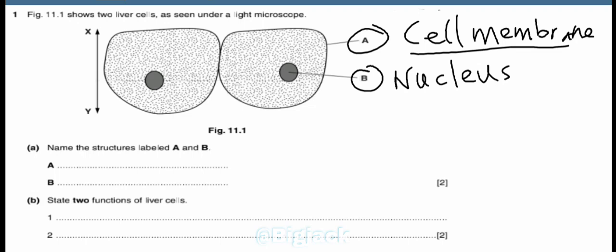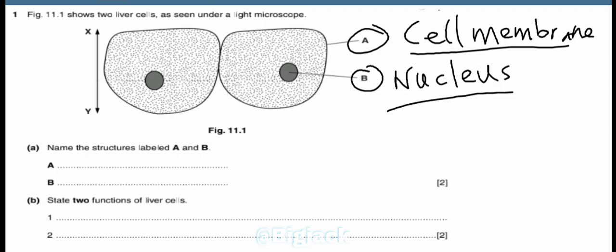Then as for B, which is the nucleus, we are going to say this nucleus stores genetic information in the form of chromosomes, meaning the chromosomes are found in the nucleus and they are responsible for storing genetic information. Apart from that, you can also say the nucleus controls all the activities which happen within the cell.